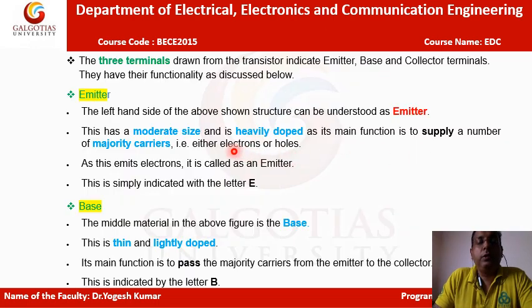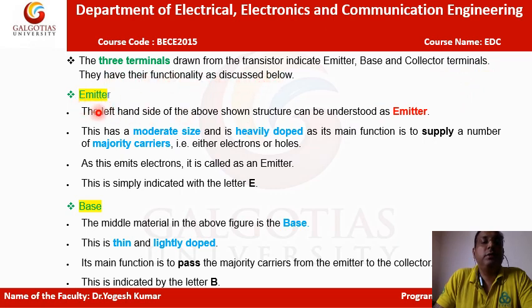Now, I already told you there is a three-terminal device. It is called the emitter, base, and the collector. So have a look at what the basic function of the emitter is, why its name is given the emitter, and why the others are named the base and the collector. We consider the three terminals drawn from the transistor: emitter, base, and collector terminals. Their functions are discussed as well.